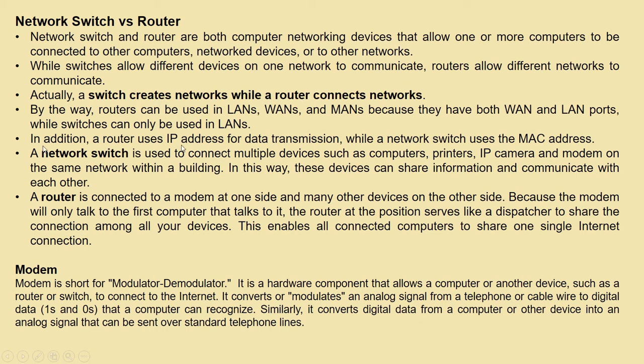By the router. By the way, routers can be used in LAN, WAN and MAN because they have both WAN and LAN ports, while a switch can only be used in LANs. In addition, a router uses IP addresses for data transmission, while a network switch uses MAC addresses. A network switch is used to connect multiple devices such as computers, printers, IP cameras and modems on the same network within the building. In this way, these devices can share information and communicate with each other.